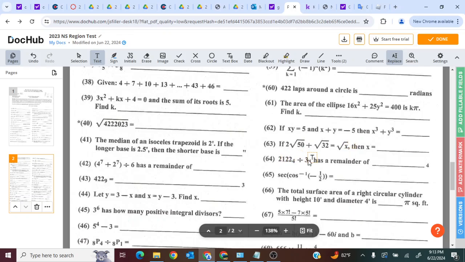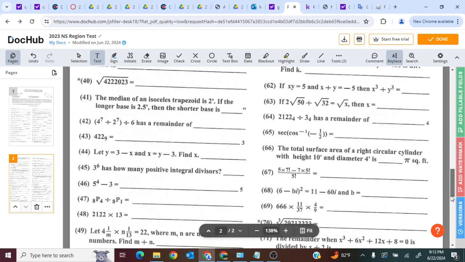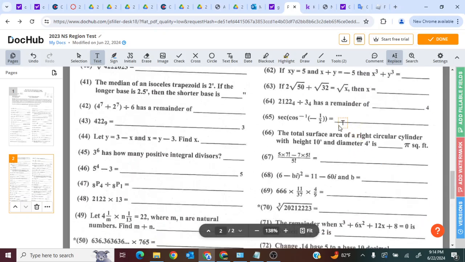This divided by that has a remainder of what? This acts as your 9, so 2, 1, 2, 2. Add those up, you get 7. 7 divided by 3 has a remainder of 1. Secant of cosine inverse of negative 1 half. Okay, this basically flips this number, so negative 1 half, secant, negative 2.